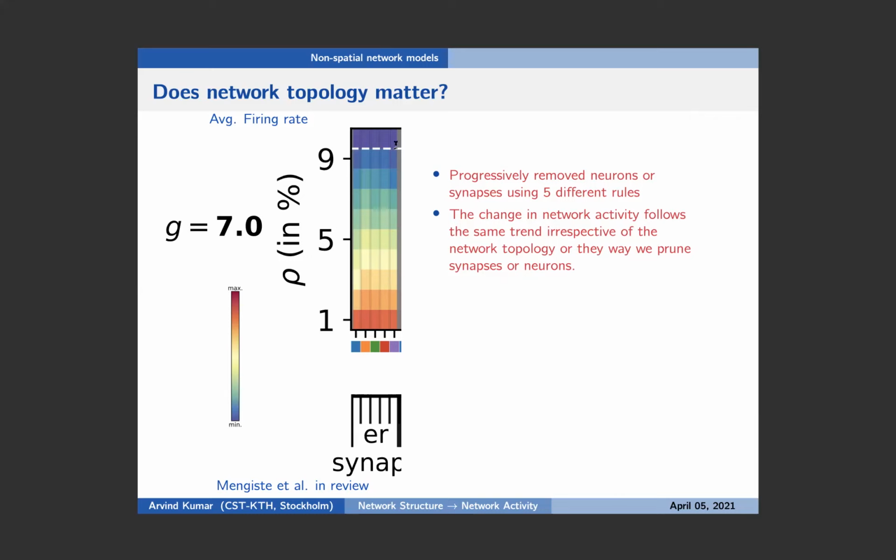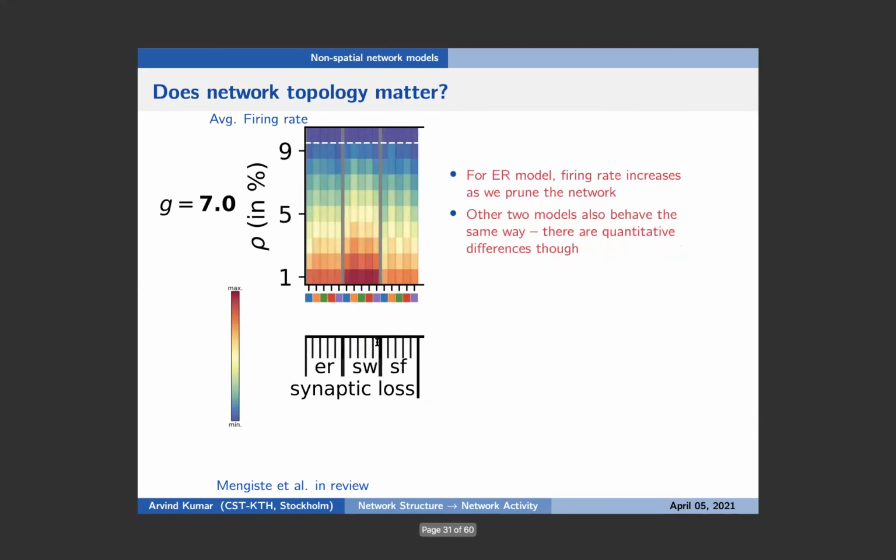And what you see here is that for an Erdős–Rényi network, it doesn't really matter the way you remove synapses. Firing rate starts low, and as you prune synapses, firing rate increases. Now, this is not really a surprise because we have tuned this model to operate in the so-called inhibition-dominated regime. And as we remove synapses, inhibition is released and firing rates start to grow. But the surprise is that the same trend is observed also in small world and scale-free networks. Qualitatively, there's hardly any difference. So at least at the level of firing rates and synapse pruning, we know that topology doesn't matter.